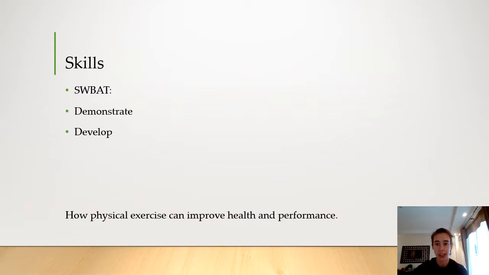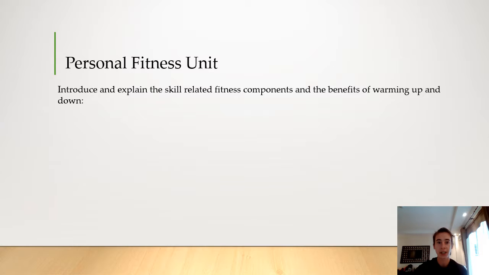They should already have some sort of understanding, but they'll look to develop their understanding of this even further. They should be able to distinguish between different types of activities. If it's looking to improve their flexibility, is this an activity where it could personally improve their cardiovascular endurance? And they'll be able to classify these into different types, for example, is this a test that tests my balance? And then they'll be able to explain these as well. So the personal fitness unit will introduce and explain the skill-related fitness components and the benefits of warming up and down.